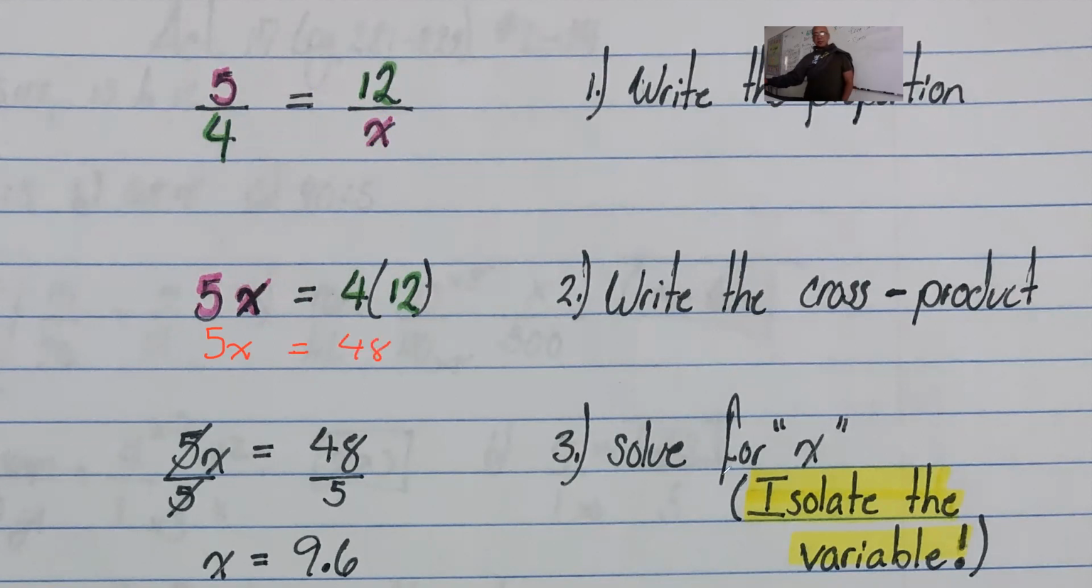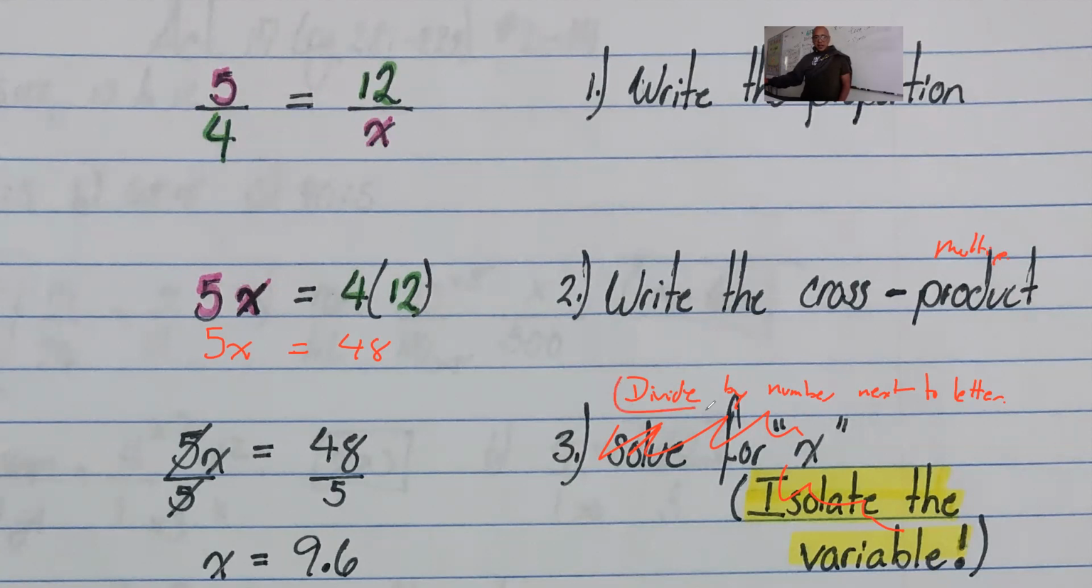Last step, ladies and gentlemen. Now here it says solve for x, isolate the variable. This is important, but we're going to cover that in more detail later. What I just want you to write for number 3, or remember, is all we need to do is divide. Divide by the number next to the letter, which is sometimes called a variable. So step 1, we write it down. Step 2, we cross multiply, which we already did: 5x, and then 4 times 12 is 48.